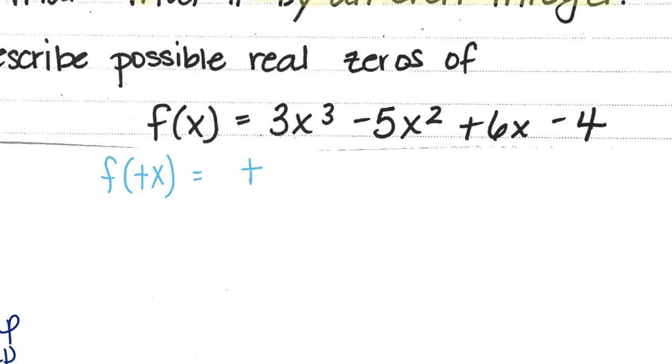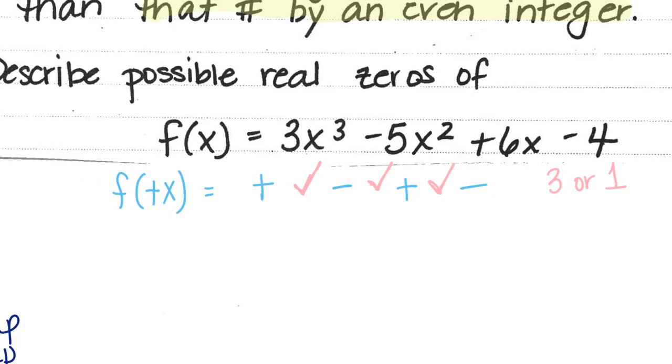The 3 is positive, the 5 is negative, the 6 is positive, the 4 is negative. And they ask you how many times this sign changes. So notice it changes here from positive to negative, negative to positive, positive to negative. So notice it changes 3 times. So the answer is going to be 3 or 1. Now remember it said that we're going to subtract by an even integer. That's what they're talking about, 3 or 1.